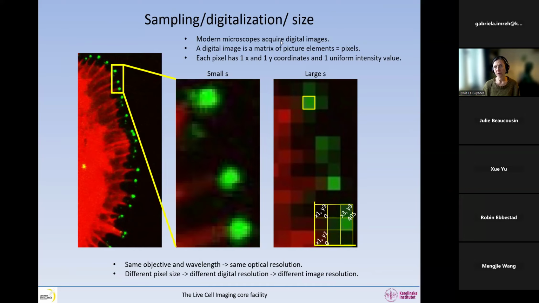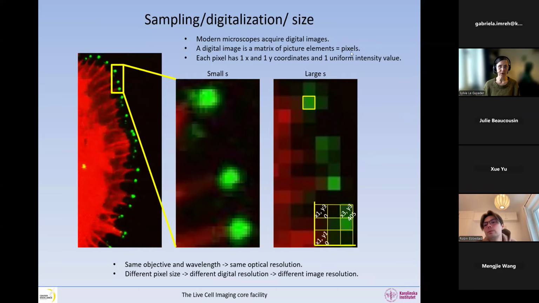Modern microscopes all acquire digital images. So we don't have analog images with a film camera anymore, because digital is so much easier to analyze. It makes it possible for us to do a lot of things, but we have to let go of some things as well. The analog images had a better resolution than anything that digital images can do. So a digital image is a matrix of picture elements.